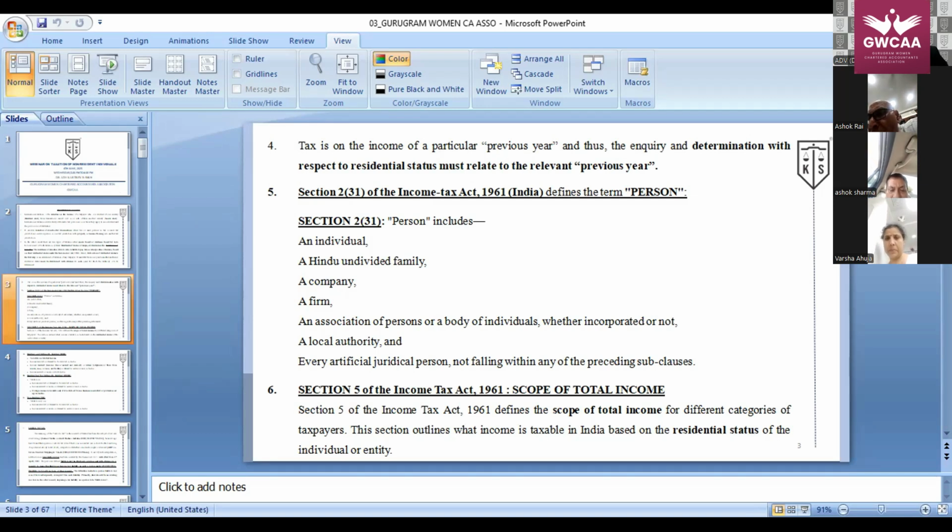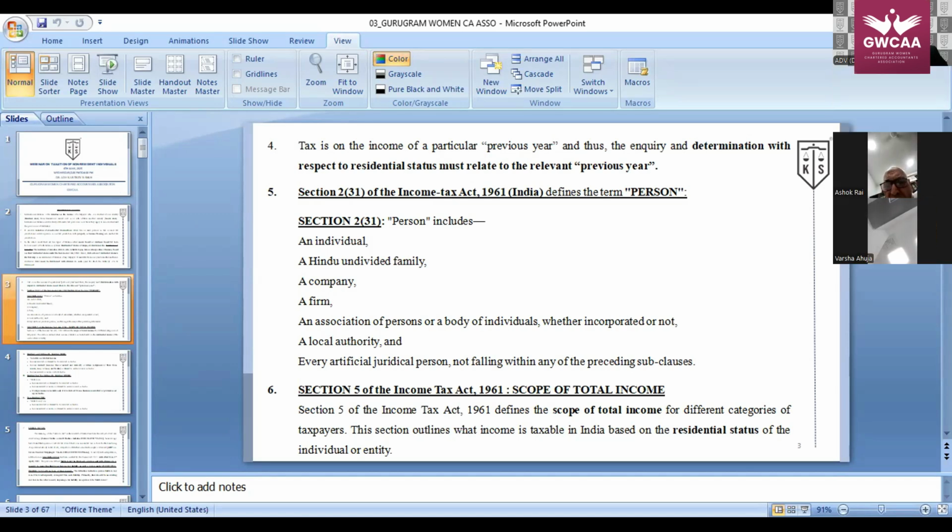Now, there are certain categories of individual citizens where the 60 days criteria has been relaxed to 182 days. That is in case of an Indian citizen or a person of Indian origin. So what is a person of Indian origin? As per section 115C, a person shall be deemed to be of Indian origin if he or either of his parents or any of his grandparents was born in undivided India.